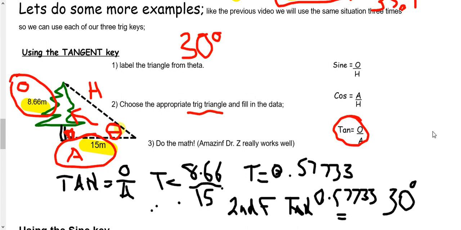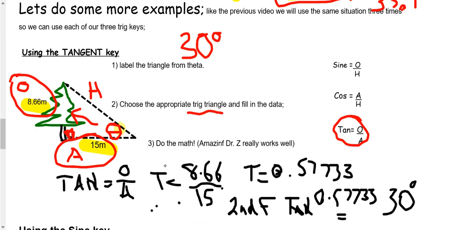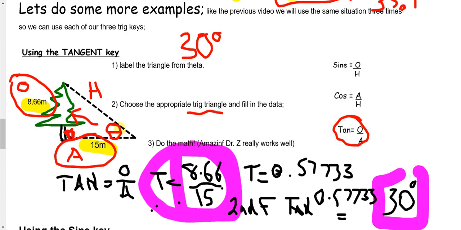Now, we didn't have to do Amazing Dr. Z because the math was all on this side, and tan θ is just equal to it. So we didn't have to do any of that crossover stuff. So that's why Amazing Dr. Z wasn't needed, because we're just getting a straight up answer and we're going to convert it to an angle.